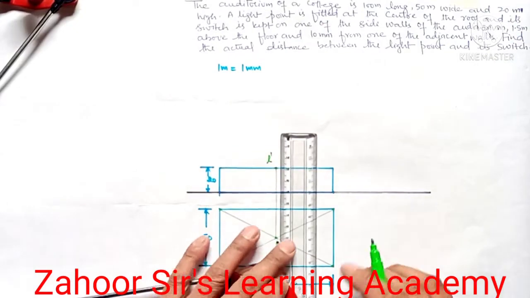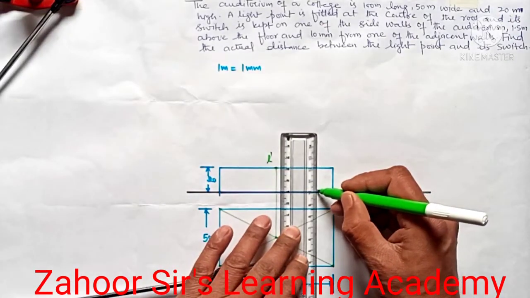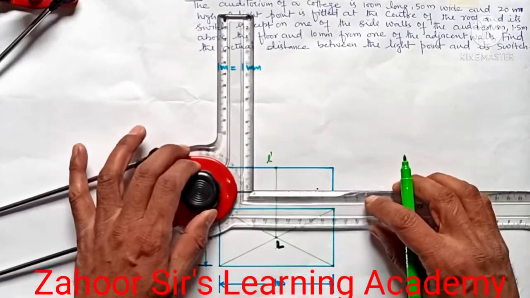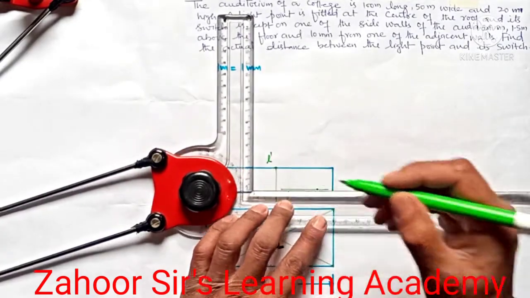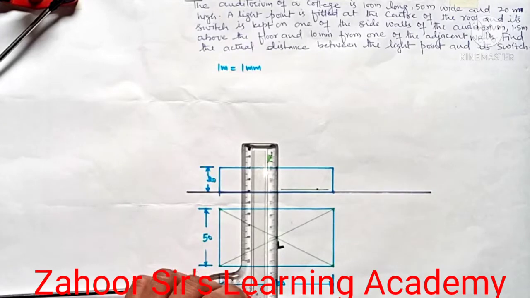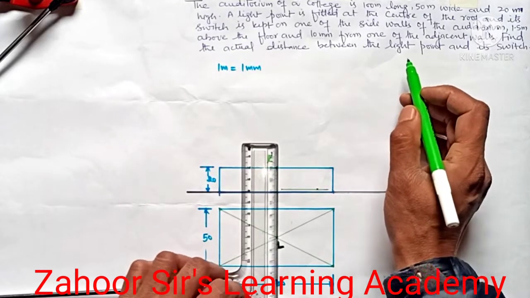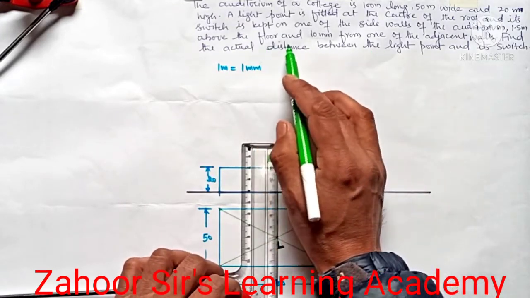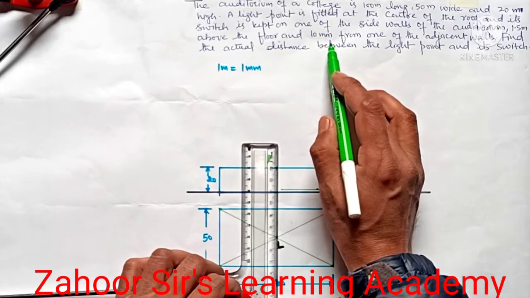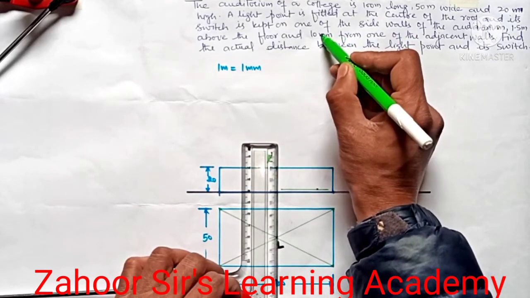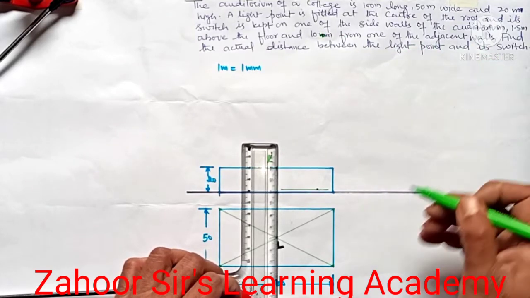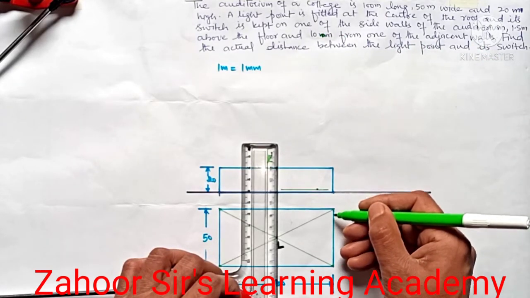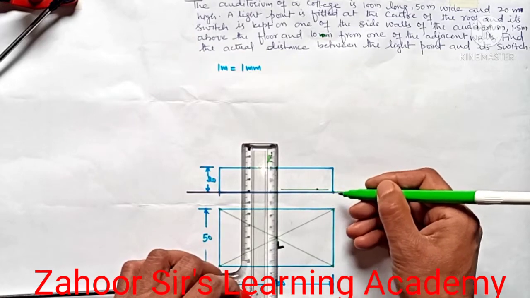So what I will do, I will measure, that is approximately here, so I will draw a locus line here. So this is the locus line of the switch. Now one more parameter is given, that it must be 10 meters from one of its adjacent walls. So from this adjacent wall, the switch is somewhere 10 meters away.